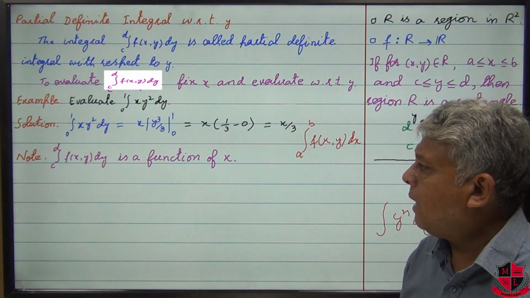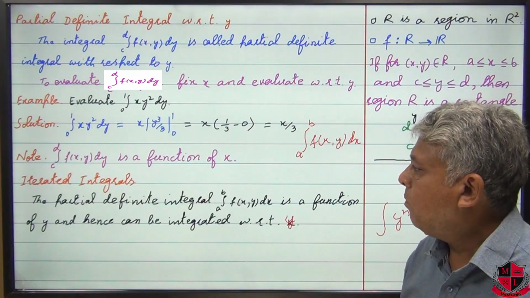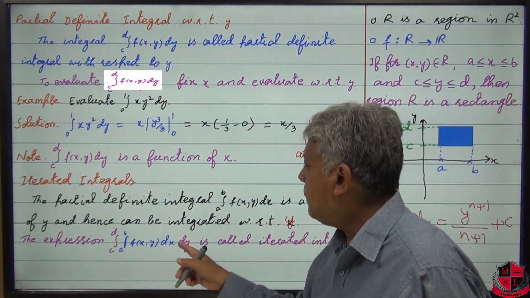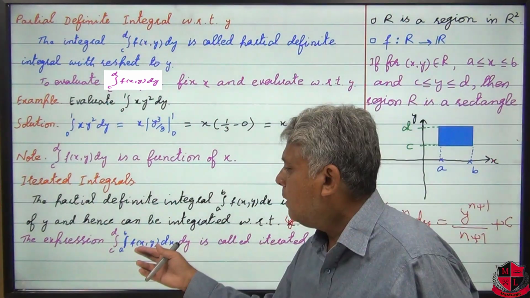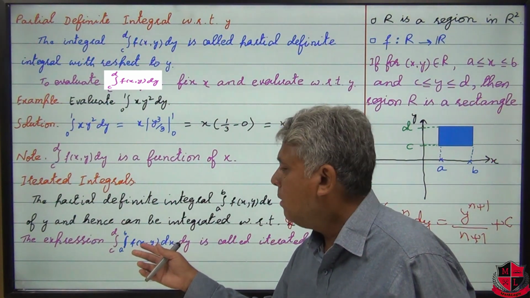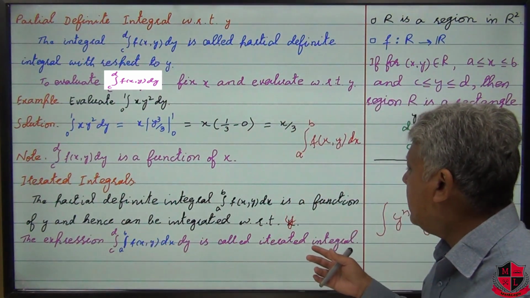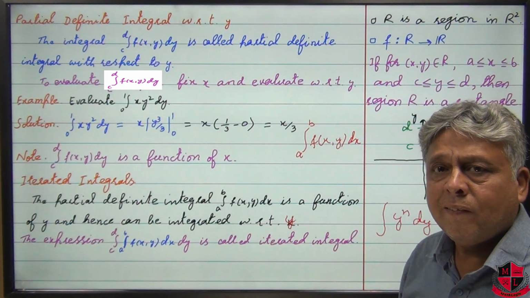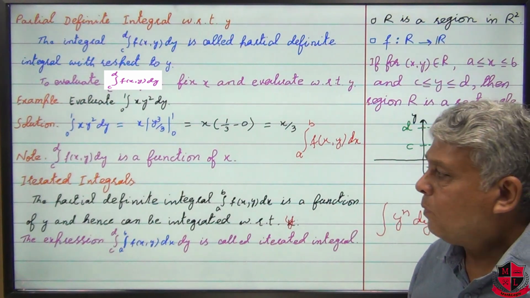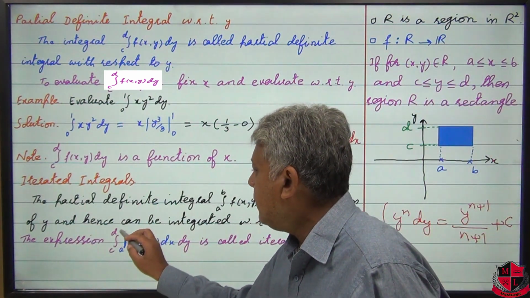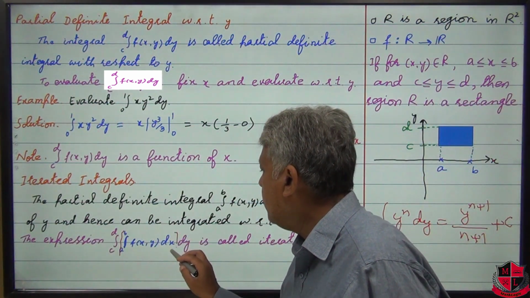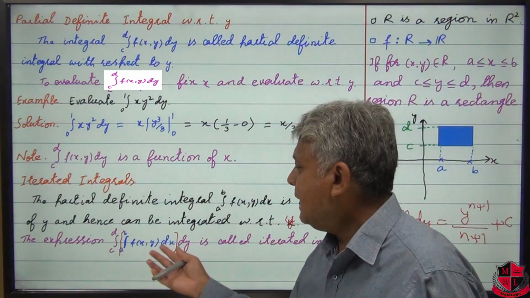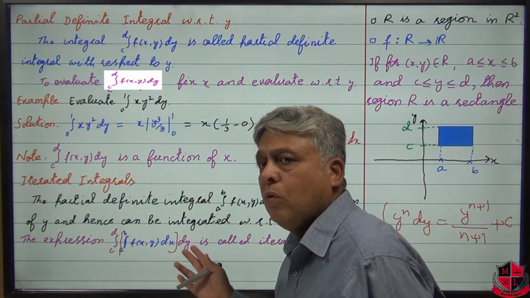Let's define the iterated integral. When we integrate this function of y with respect to y, we get this double integral expression, and this is called an iterated integral. How shall we solve this iterated integral? Quite obvious. First integrate with respect to x, and then the resulting answer is integrated with respect to y.